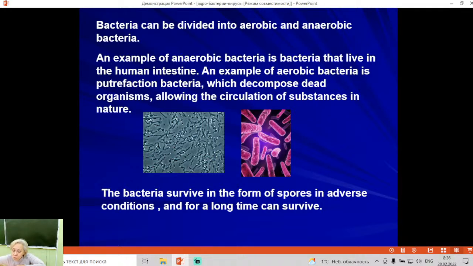The main features of bacteria. The bacteria survive in the form of spores in adverse conditions and for a long time can survive, maybe more than 100 years.